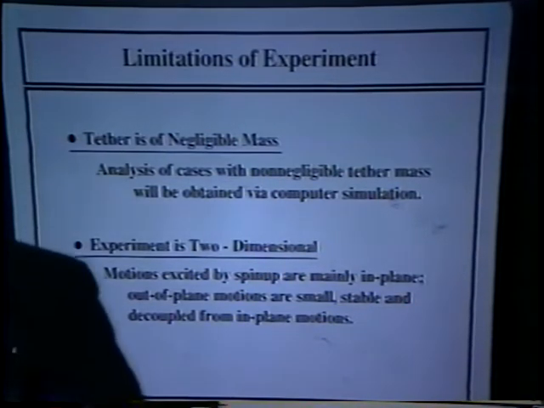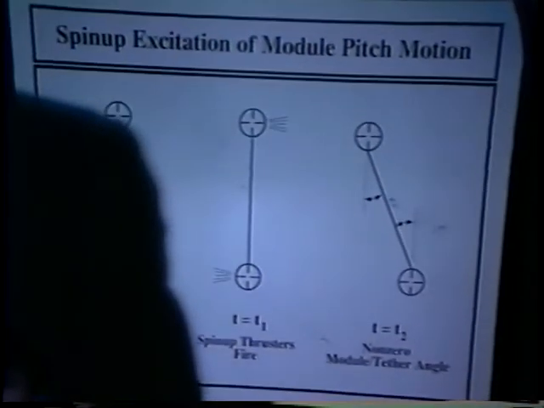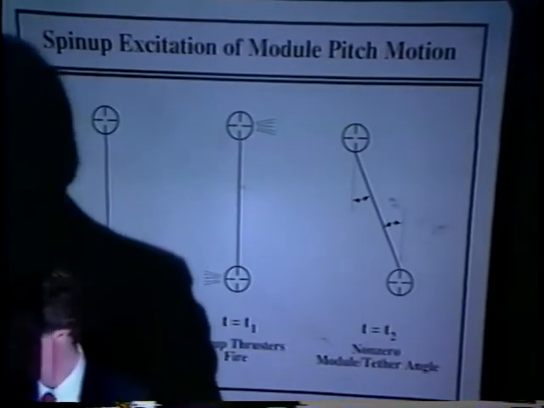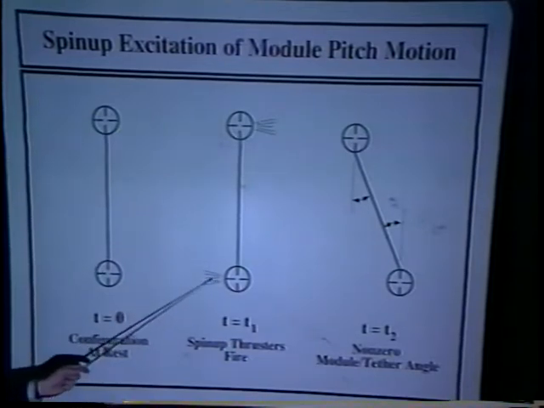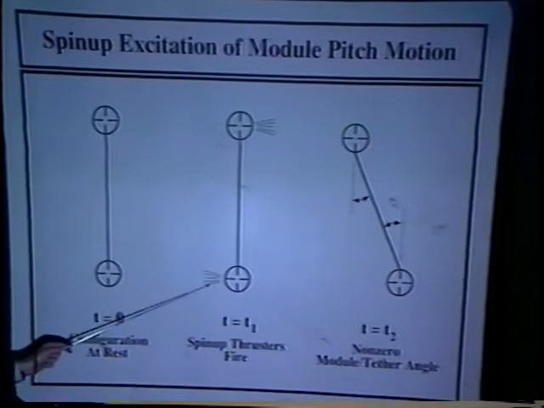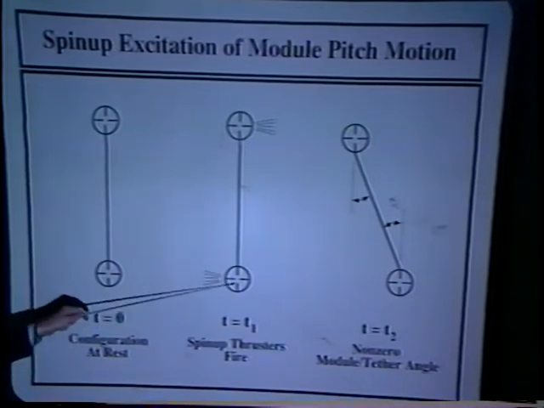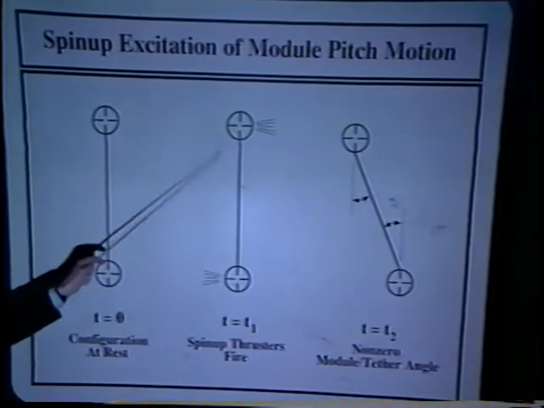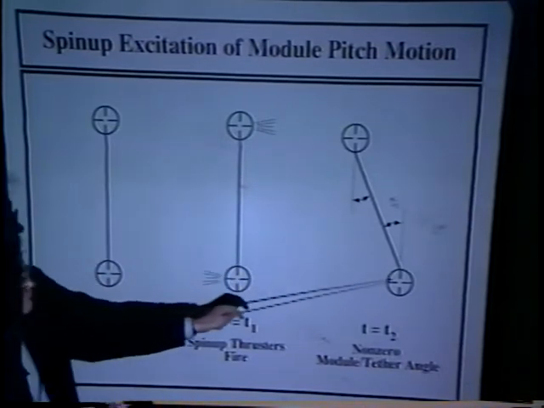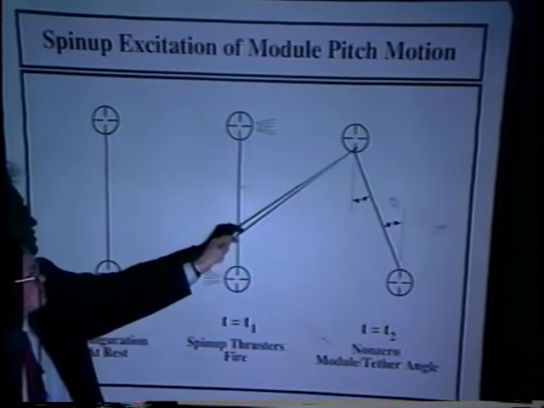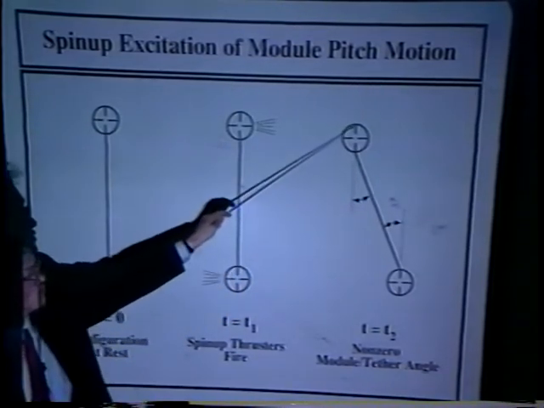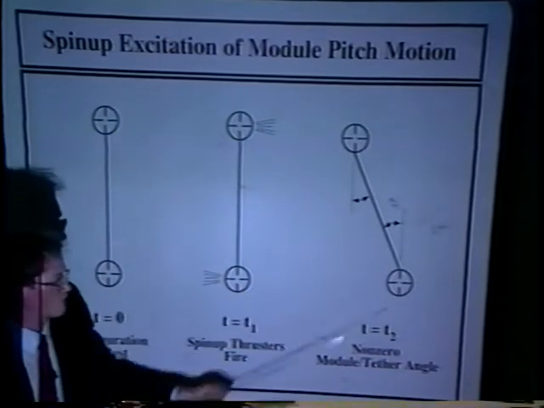Next, I'd like to show how the major motions that I'll be describing in the experimental results are excited by a spin-up maneuver. Initially, the modules will be at the ends of the tether and will be aligned nominally with the tether direction. At some later time, thrusters fire on the end modules in opposite directions, leading to the modules moving in opposite directions. And this leads, since the modules tend to retain their initial orientation, to some non-zero offset angle between a reference line on the modules and the line of the tether.